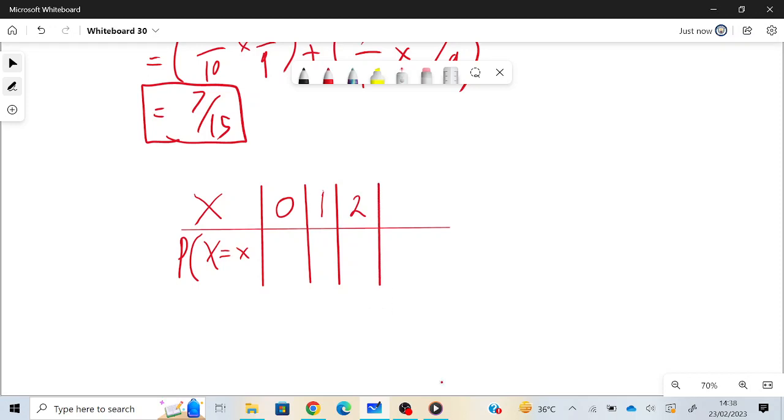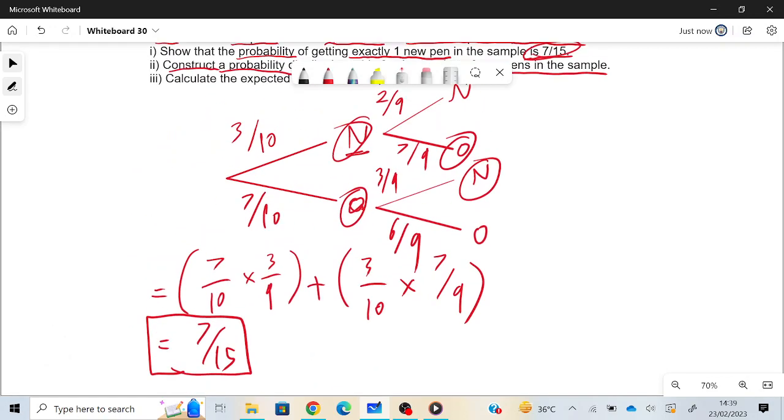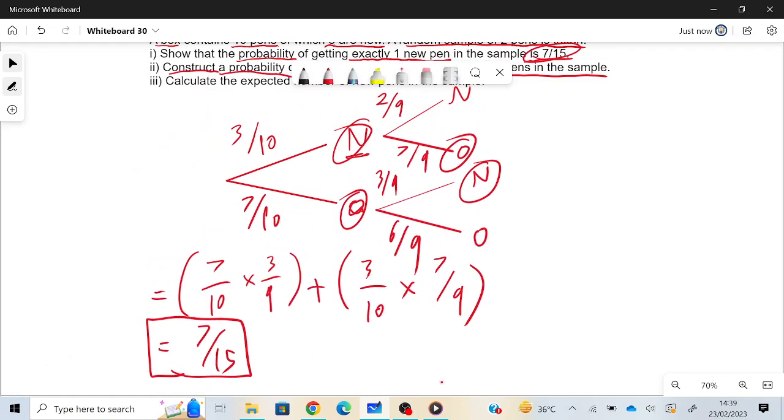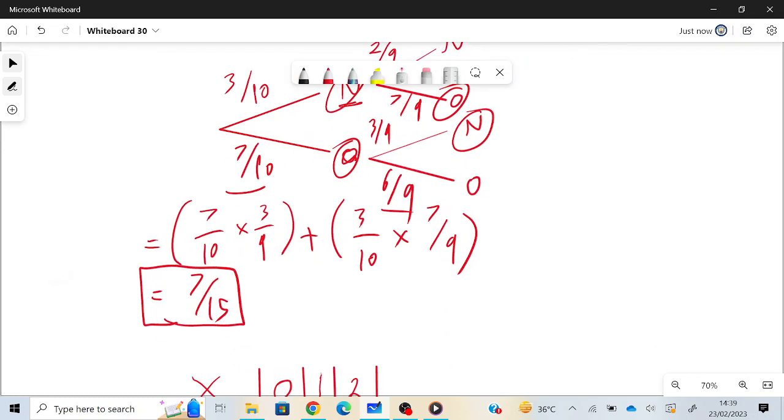Now a lot of students may make the mistake of not including 0 because they're like, oh, we can get one new pen or we can get two new pens, but be careful, because you can see that there's also a chance of you getting two old pens instead of two new pens. There's a chance of getting 0 new pens. Do 7 over 10 times 6 over 9, that's you getting two old pens and no new pens.